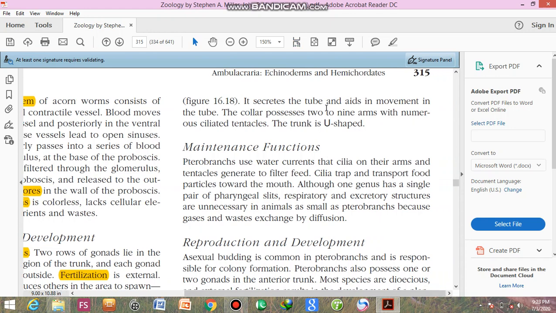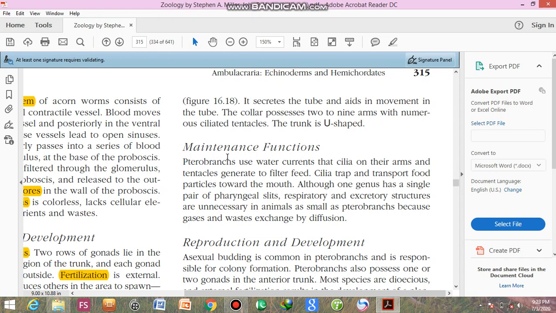It secretes the tube and aids in movement in the tube. These animals also live in the tube. The collar possesses 2 to 9 arms with numerous ciliated tentacles. These are clearly visible in the diagram I will show you later. The trunk is U-shaped.